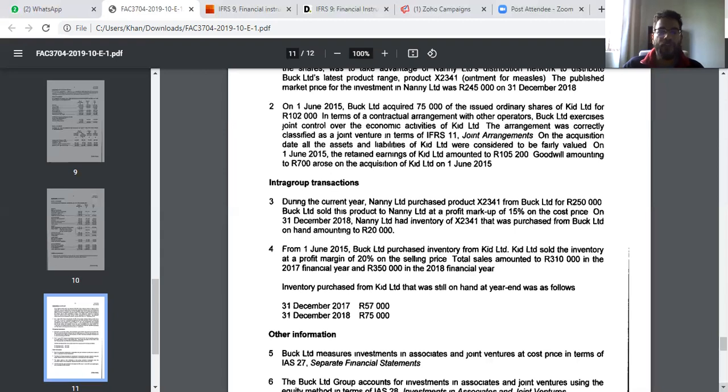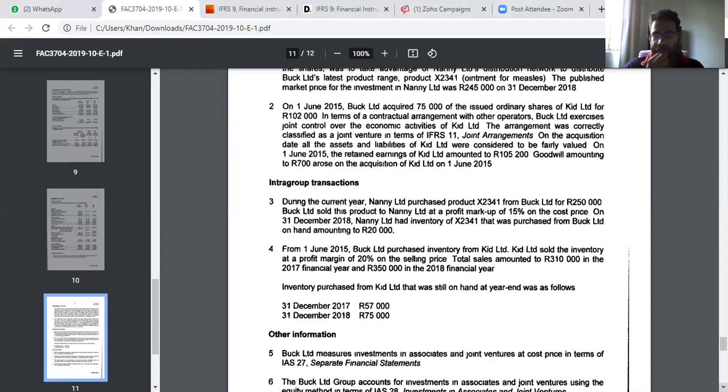From 1 June 2015, Buck Ltd purchased inventory from KID Ltd. KID Ltd sold the inventory at a profit margin of 20% on selling price. The total sales amounting to 310 in the 2017 financial year and 350 in the 2018 financial year. Inventory purchased from KID that was still on hand at year end was as follows: 31 December 2017, 31 December 2018.